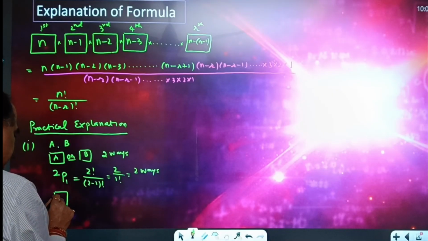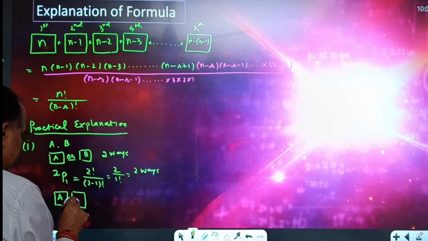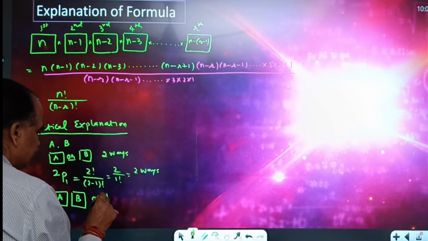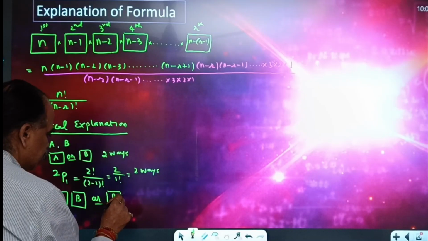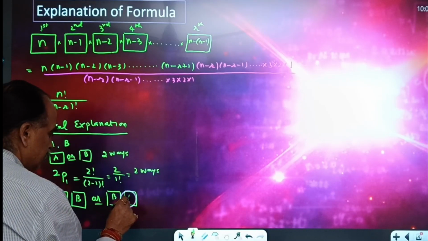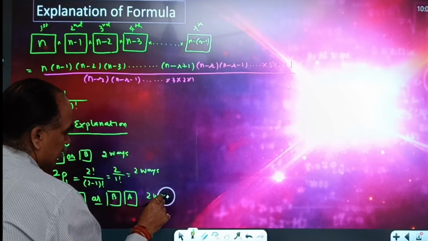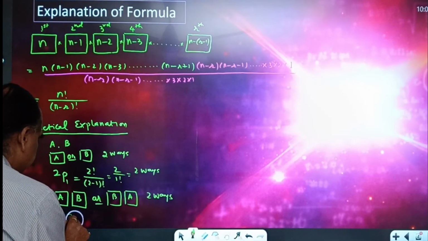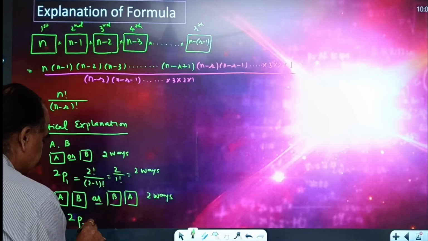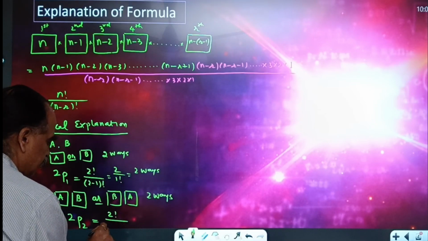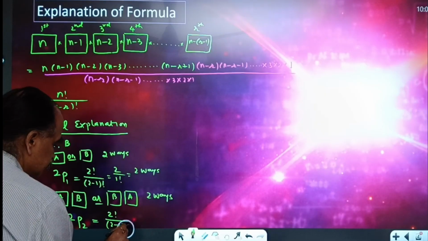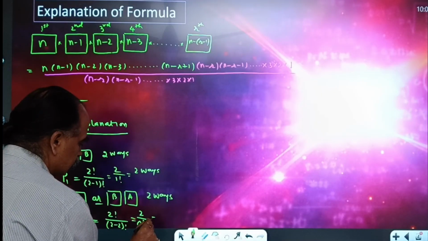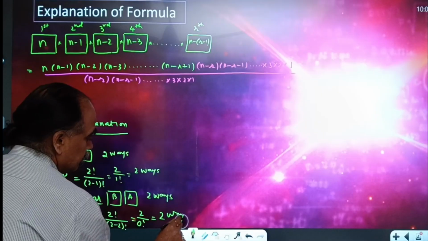Suppose I have to arrange both on two different chairs. One arrangement is AB, or the second arrangement is BA. This is what you observe practically. By formula, out of two persons we are arranging two persons, 2P2, which is 2 factorial upon 2 minus 2 factorial, that is 2 upon 0 factorial, and the value of 0 factorial is 1. Two ways.